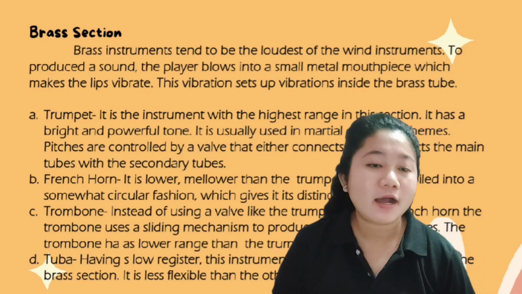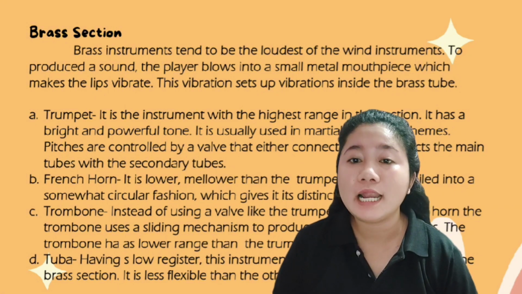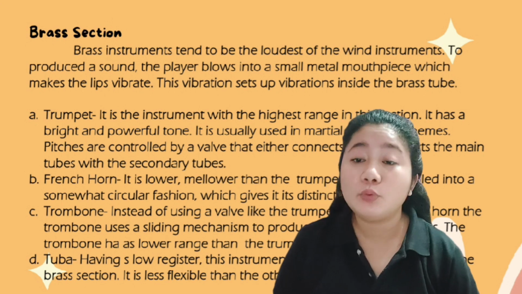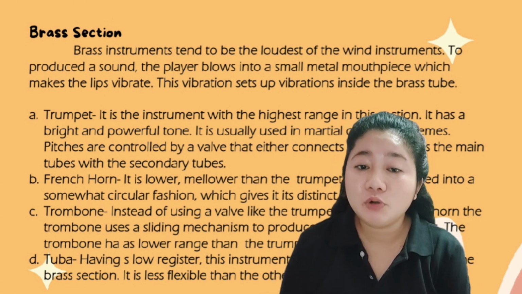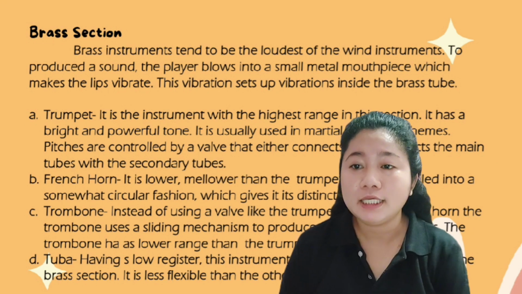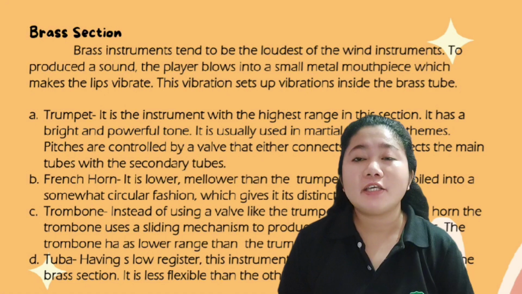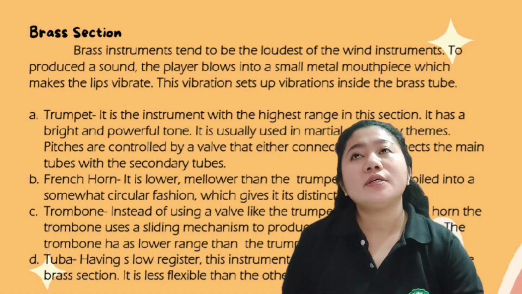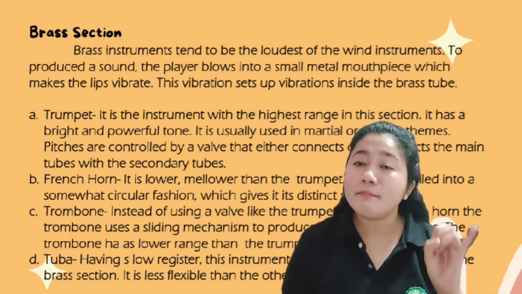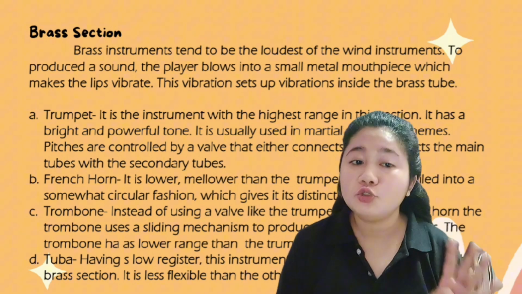So if you say brass section, it is the instruments tend to be the loudest of the wind instruments. So to produce a sound, the player blows into a small metal mouthpiece which makes the lips vibrate. So this vibration sets up vibration inside the brass tube. So, sa brass section, meron tayong trumpet, French horn, trombone, and then the tuba.